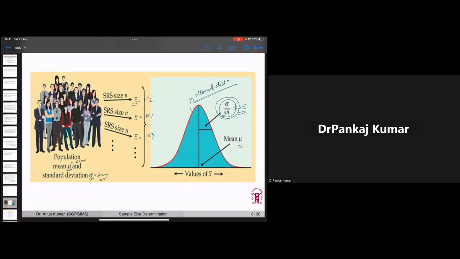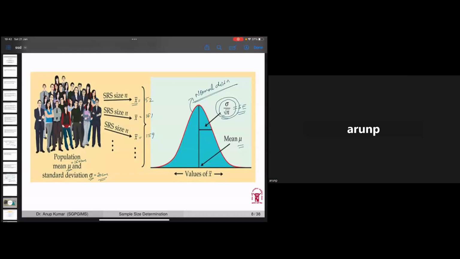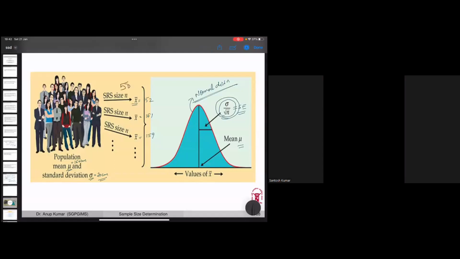This is the employees of an institution, and you want to measure the average height of the employees of your institution. Now you take a random sample of size n of size 50 from these 1,000 employees, the target population, and in that you measure the average, and it comes out to be 152 centimeters.